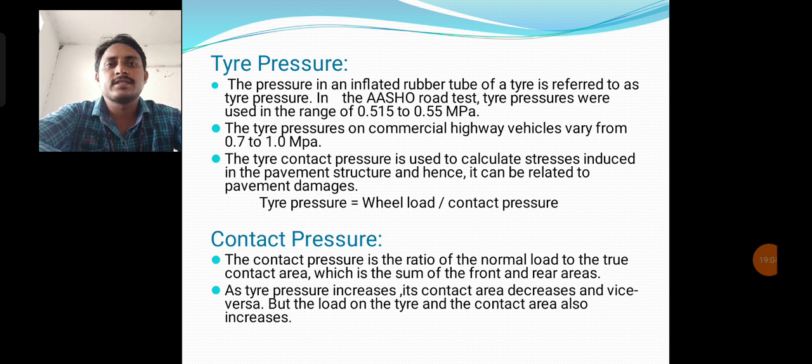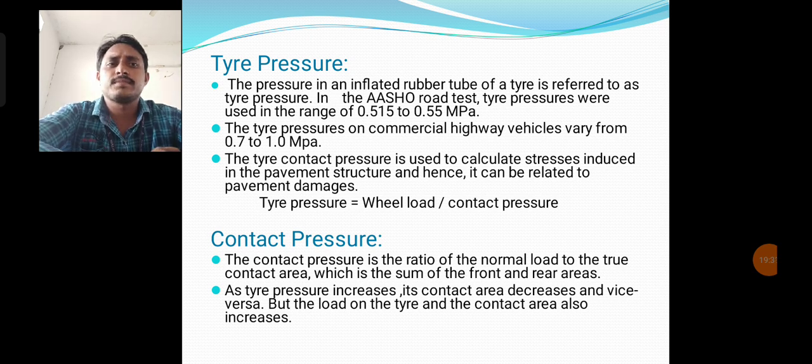So this is the tire pressure and contact pressure. What is the tire pressure? How much tire pressure is used is based upon AASHTO, the American Association of State Highway and Transportation Officials, road test. Tire pressure ranging between 0.515 and 0.55 MPa was used. The tire pressure in commercial highway vehicles varies from 0.7 to 1 MPa, megapascals.